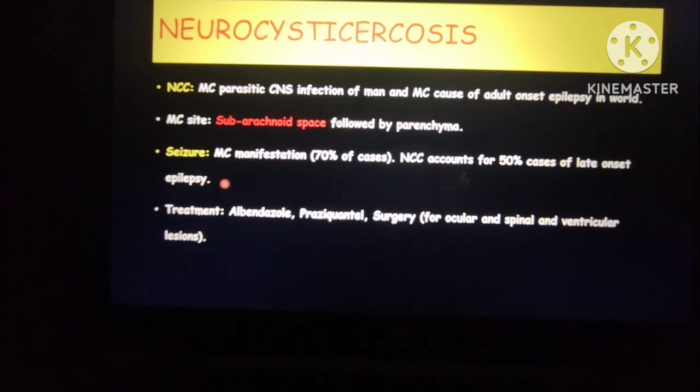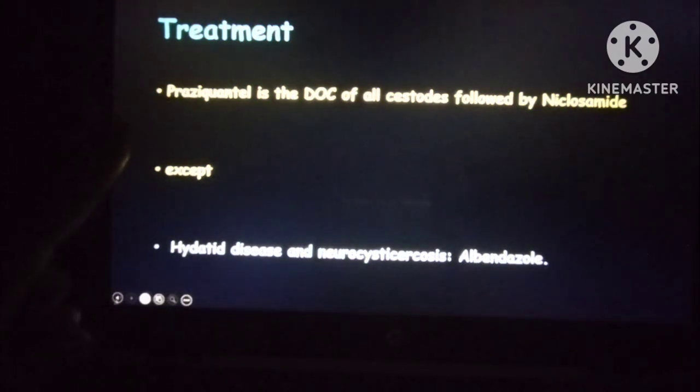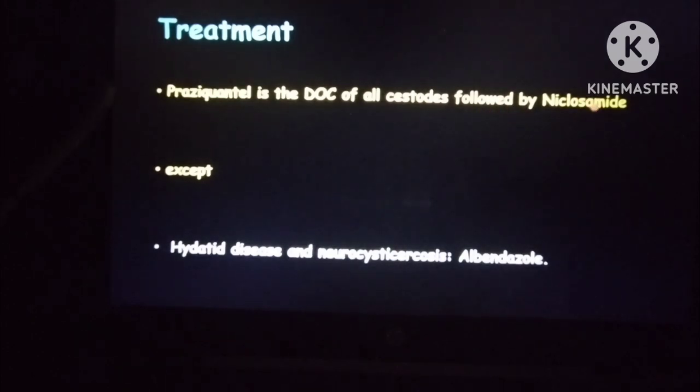It presents with seizures, which usually account for about 50% of late onset epilepsy. Treatment is usually albendazole, praziquantel, or surgery, and niclosamide is contraindicated in neurocysticercosis. Though I have mentioned here that praziquantel is the drug of choice for all these cestodes, followed by niclosamide, except for hydatid cyst and neurocysticercosis, where you will be giving albendazole.